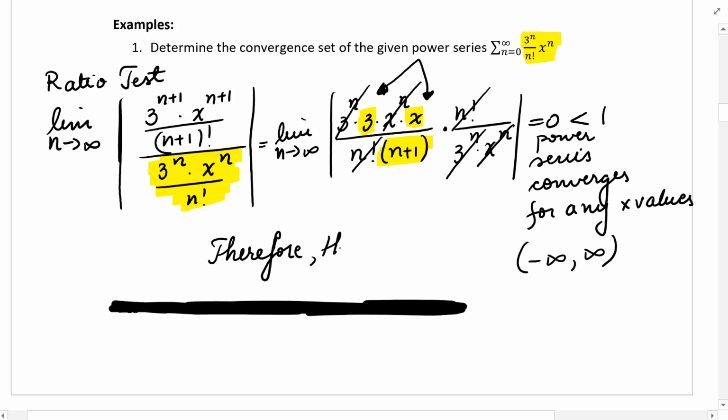The interval of convergence is negative infinity to infinity.